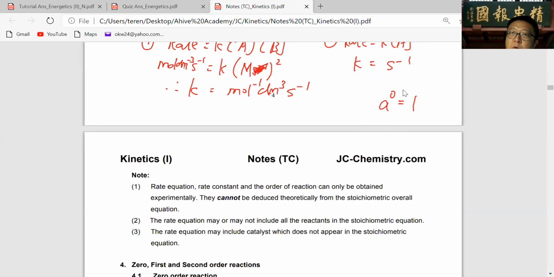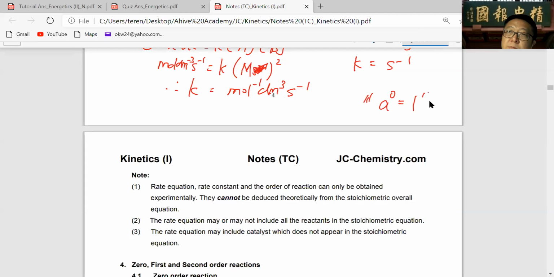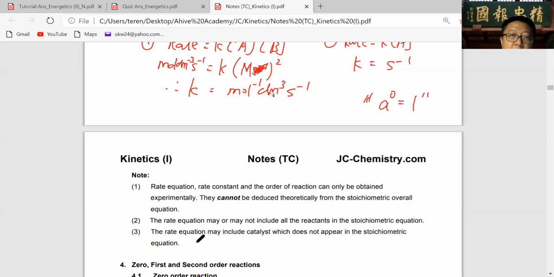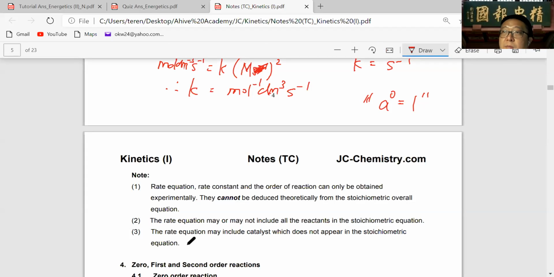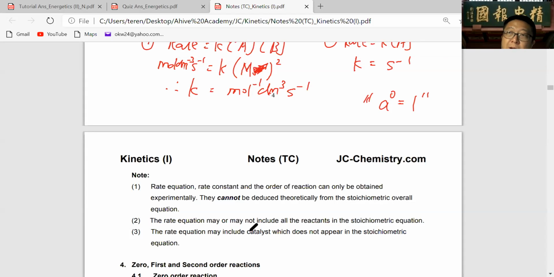That's why you can see 0. Once we know it's 0 order, we just leave it out from the rate equation. No point writing it there unless we want to make a point that it is 0 order. Okay, right. So your rate equation may include a catalyst which does not appear in the stoichiometric equation. So don't be surprised. Once your catalyst is being used, it can appear in the rate equations.